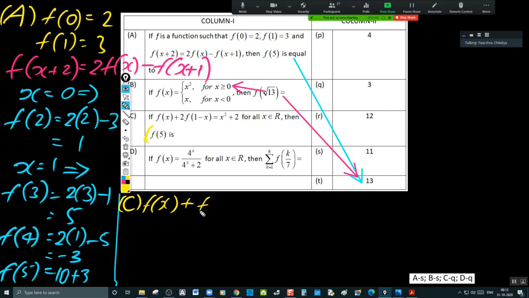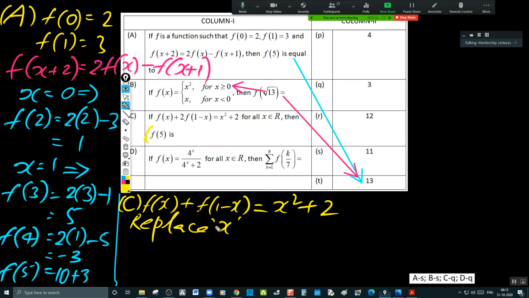So substitute 1 minus x in the equation, then we can simultaneously solve them. Yeah, I think you must be right. Replace x with 1 minus x. Isn't it what you're saying, Parsh? Yes, sir.